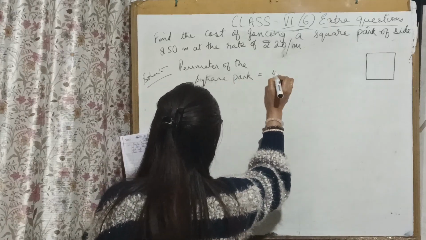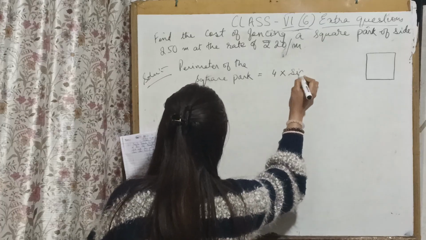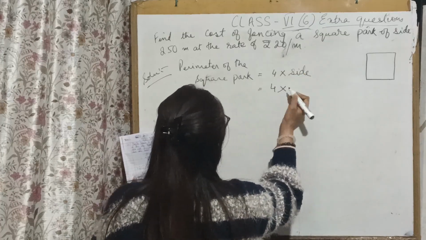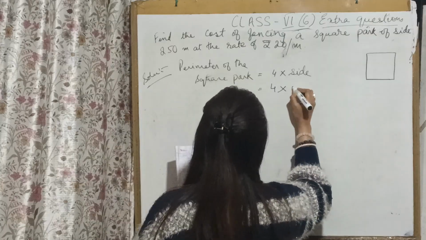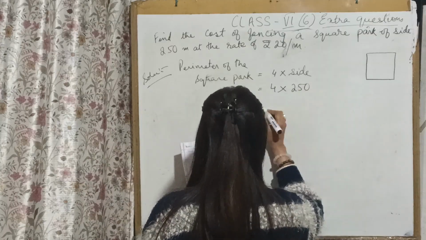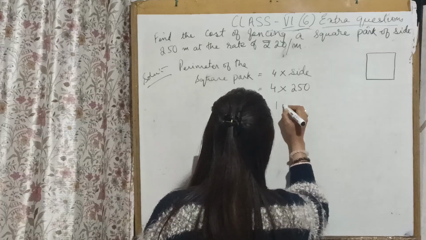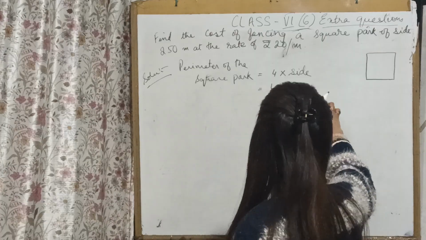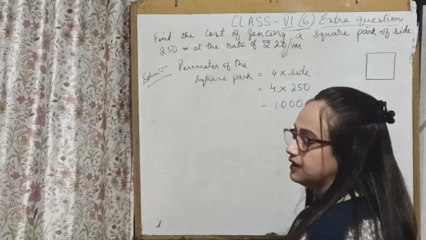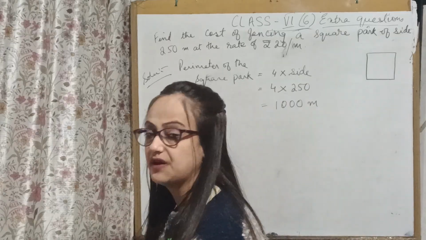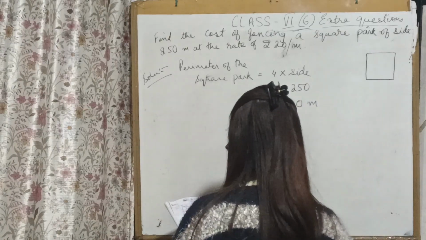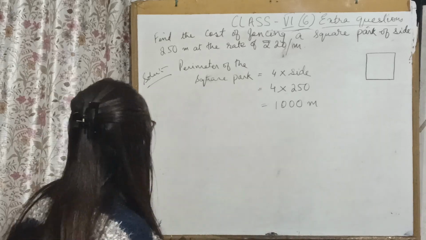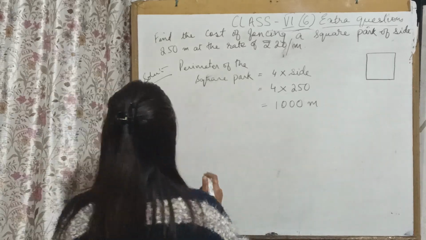is equal to 4 into side. 4 into how much? Each side was 250. So when you multiply, you get 1000. What? Meter. Don't write a square here, because you are not finding the area. You are just finding the perimeter. So it's simply meter. So now the next part, they asked you find the cost of fencing.